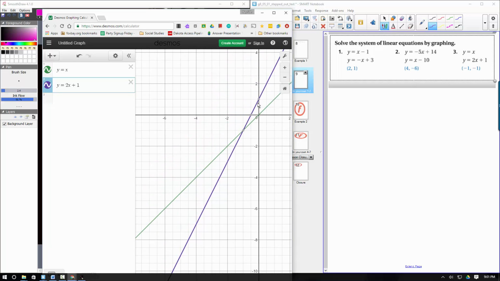So it's really important to zoom in because these lines all look like they're the one, but it's where they cross. So it's at negative 1, 1, which is what I have here. Negative 1, negative 1.